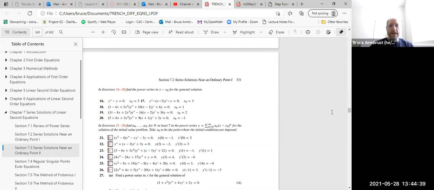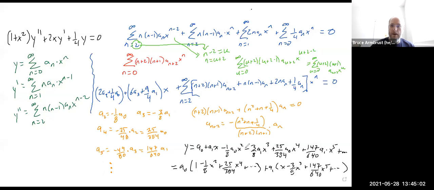Okay, so 16, this one says find the power series where we're centered at 3. Let me write down the formula here. We've got y double prime minus y equals 0. All right, now we're going to center it at 3. I'll go back to the whiteboard.